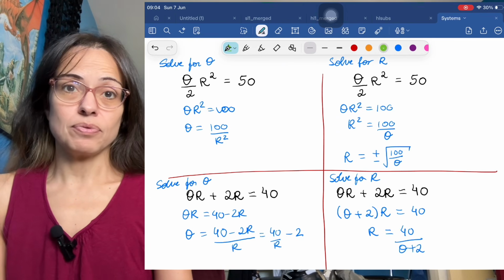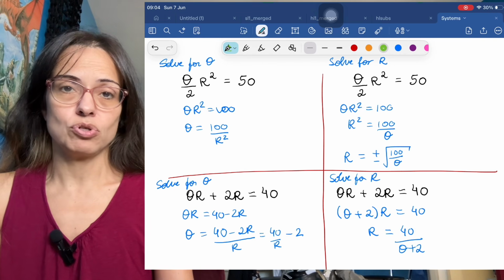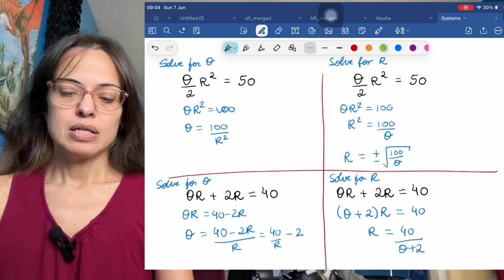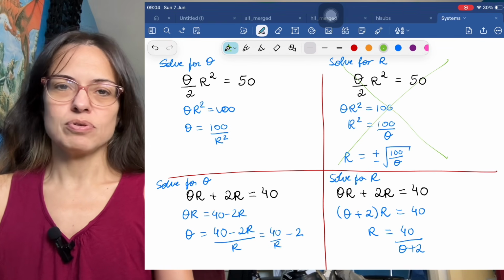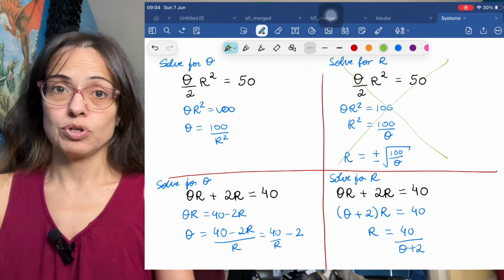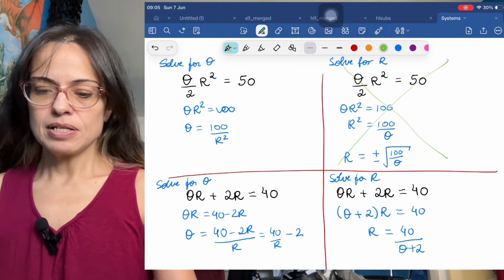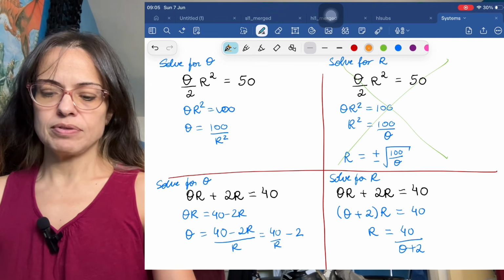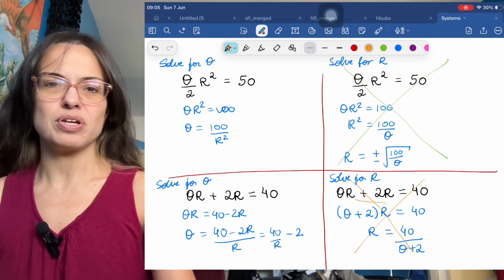Now that we've done all that, let's choose our favorite and from where we are going to continue solving the problem. Definitely not this. This has a square root and a plus or minus. This is horrible. I don't want to work with that. Any one of the others is fine, really. Some people would say that they don't like this one because they don't feel comfortable with the factoring out step.